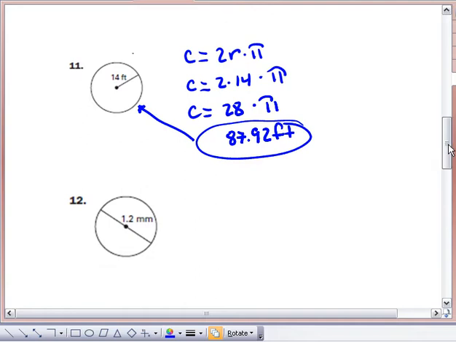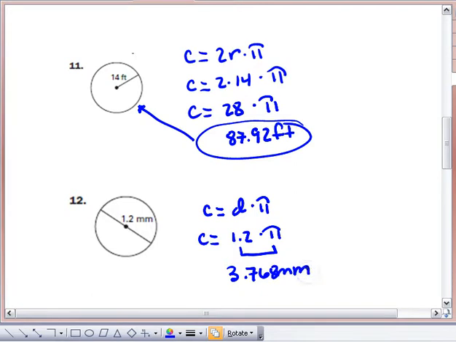Here's another circle. This time we know the diameter. Circumference equals diameter times pi. So circumference equals 1.2, or 1 and 2/10, times pi. If I multiply these two out, I get 3.768 millimeters, and that equals my circumference.